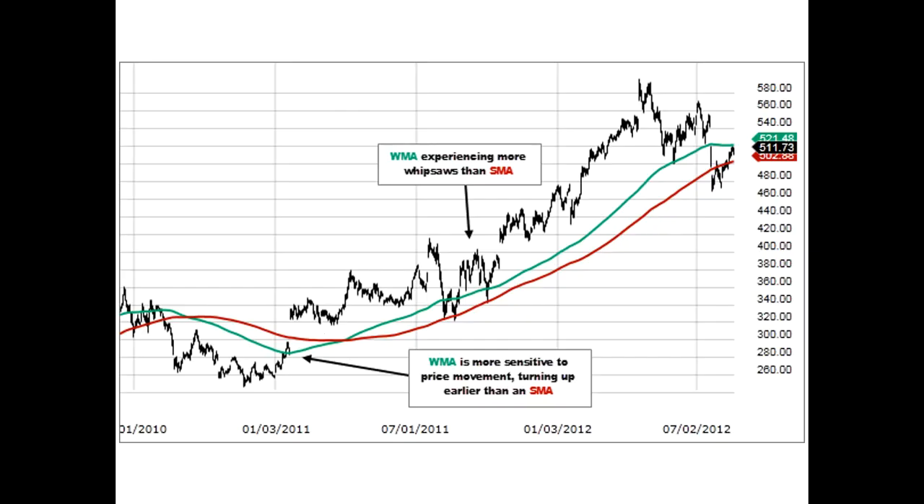Let's look at a chart here to give you an example. The green line is the weighted moving average, which is experiencing more whipsaws than the simple moving average. Since the weighted moving average is more sensitive to the price movement, it turns up earlier than the simple moving average. When there's a volatile market, the weighted moving average will move along with the chart a bit closer than the simple moving average, and this is possible. It can give you some false signals.